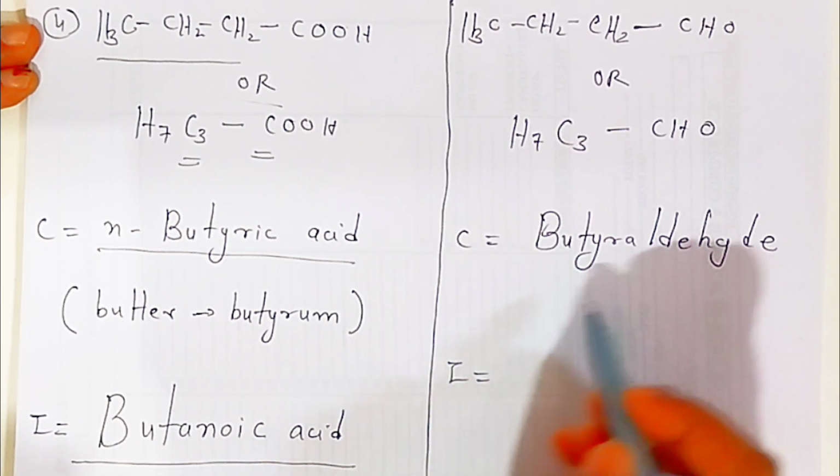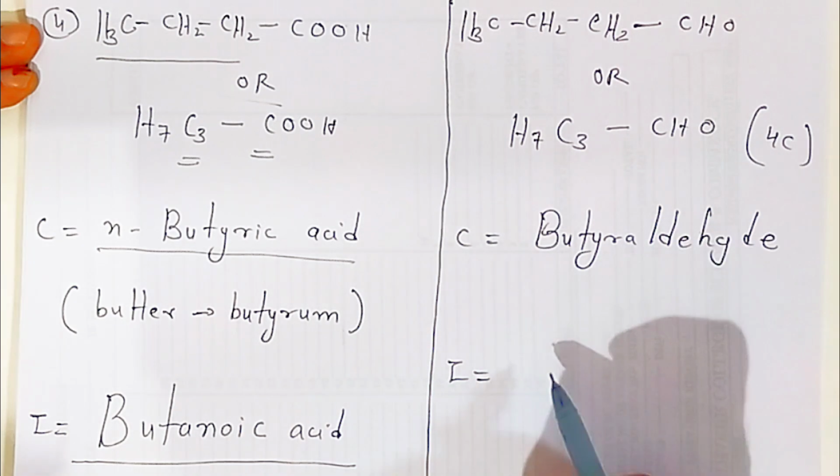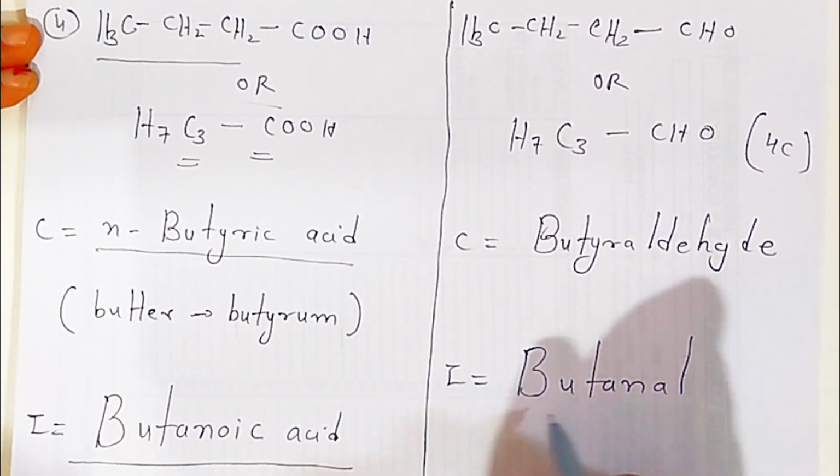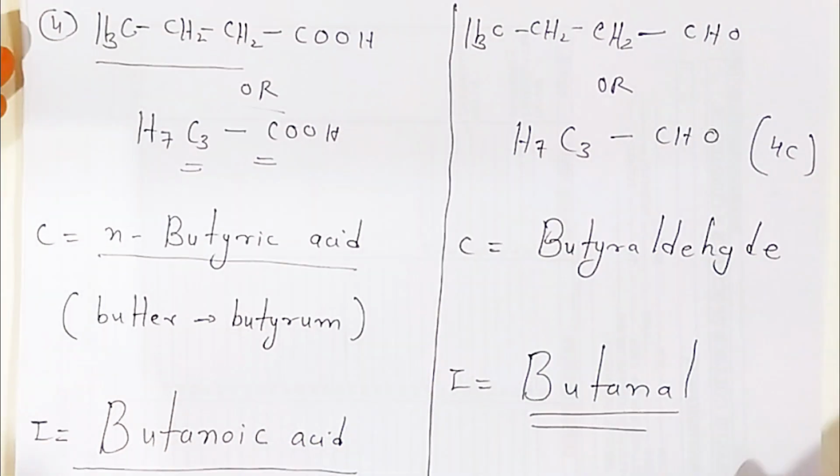Now what will be the IUPAC system, students? Here also there is a 4 carbon, so it is called butanol. It is nothing but butanol. So this is the way, students, you can name the aldehyde.